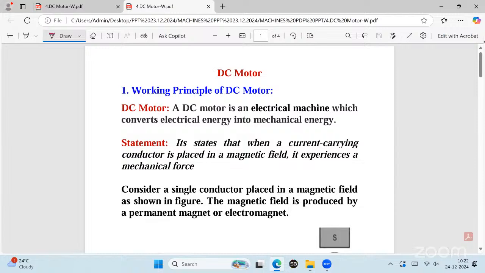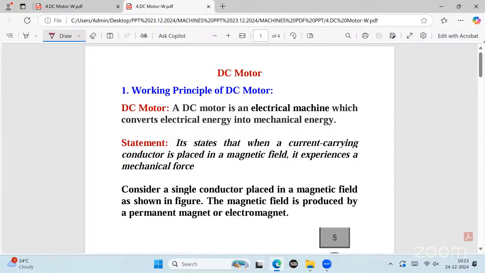Now we have to prove how it is rotating. This is called the working principle of a DC motor. This is a 10 marks question: explain the working principle of DC motor. Final exam, 10 marks question. So, clear?